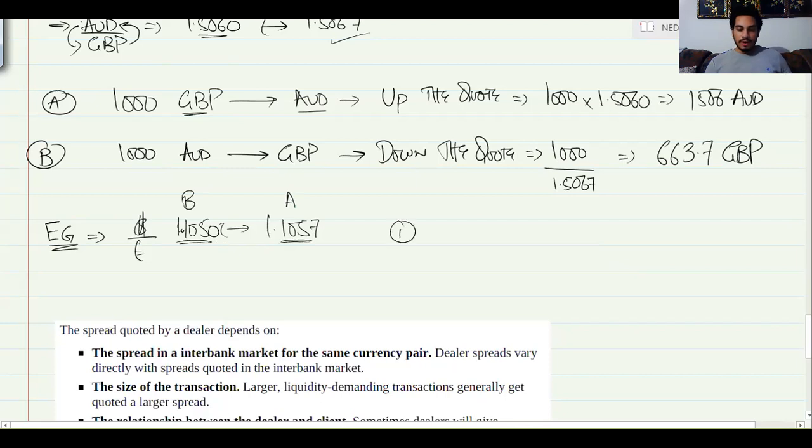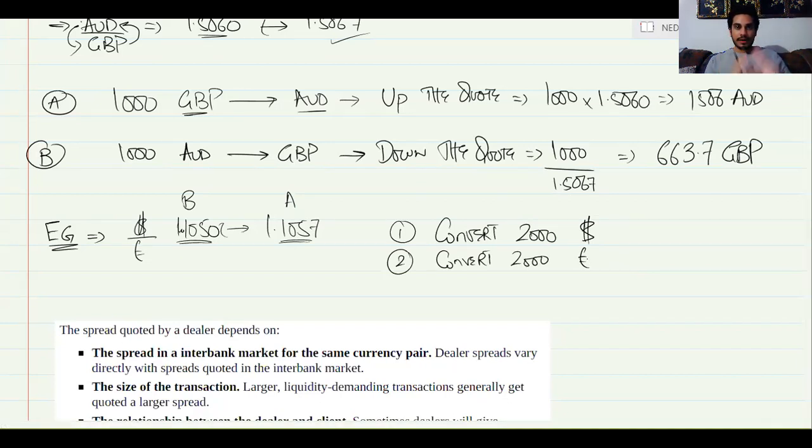Okay. Number one, I want you to convert $2,000. And number two, I want you to convert 2,000 euros. So give yourself some time. I'm giving you 3 to 4 minutes for this. Try it. Use my conventions and also use logic. I want you to try both and reconcile them, right? Convert $2,000 and 2,000 euros.